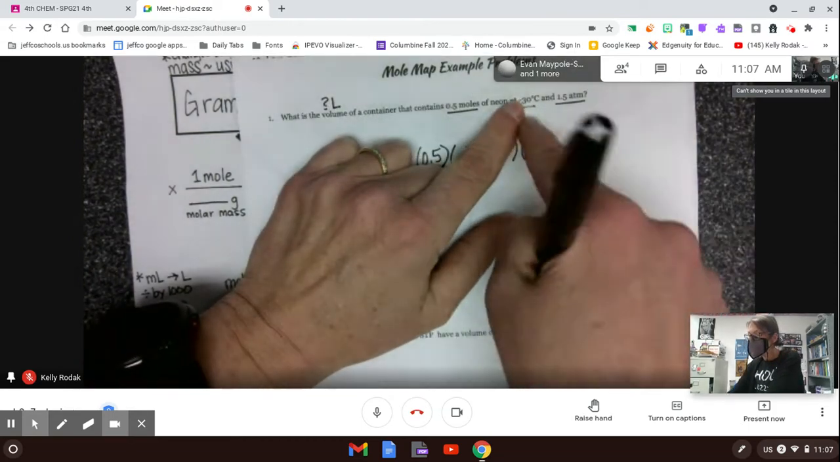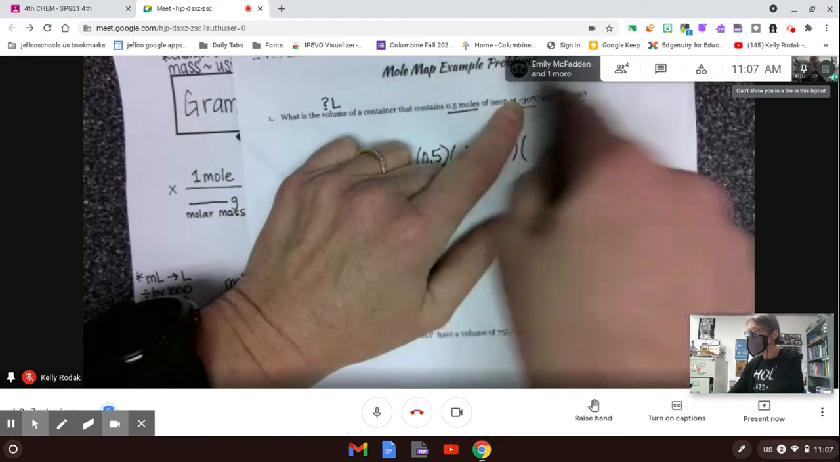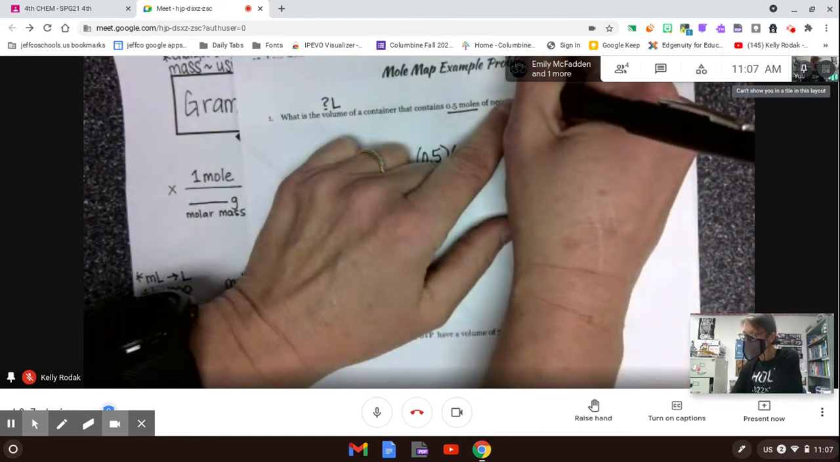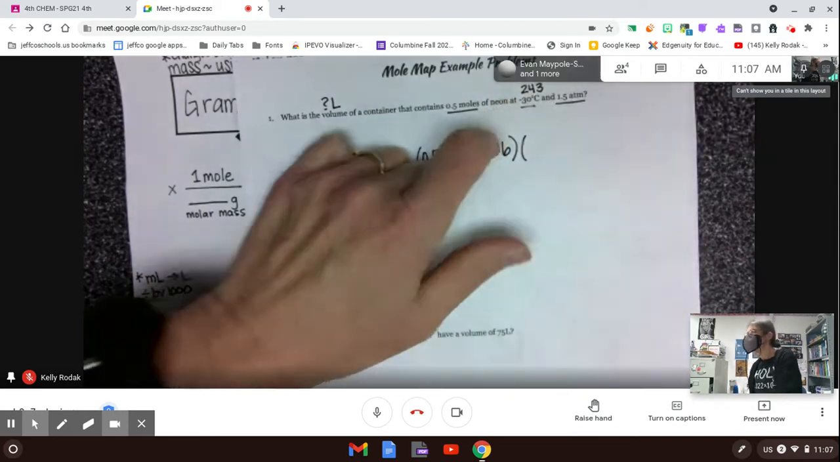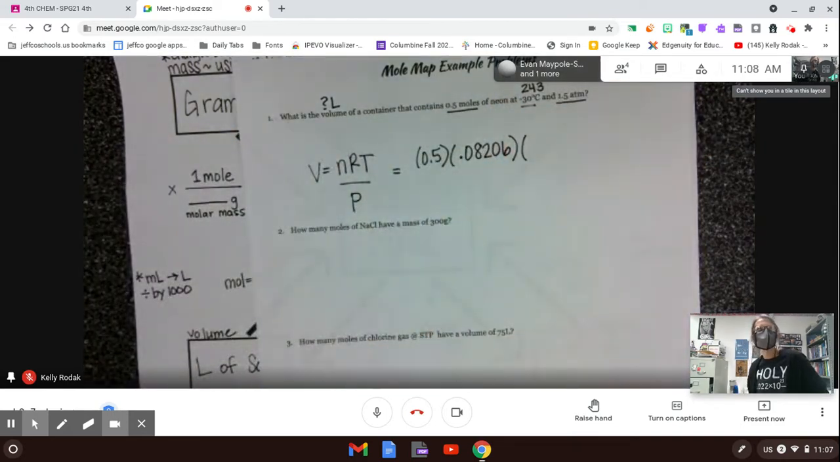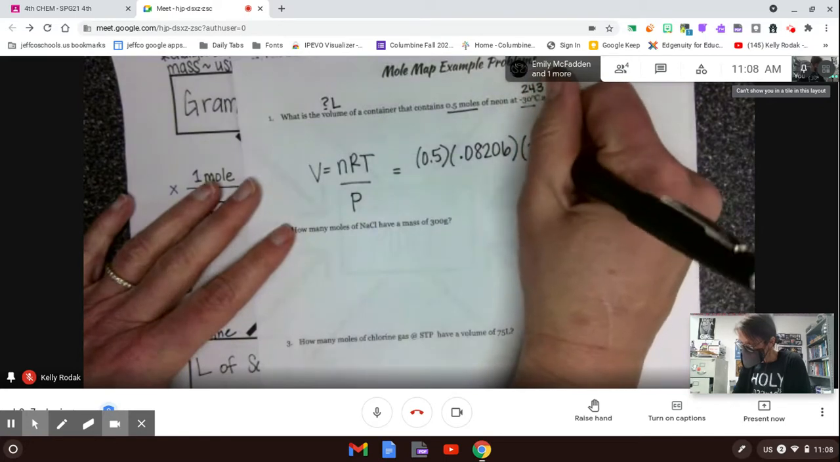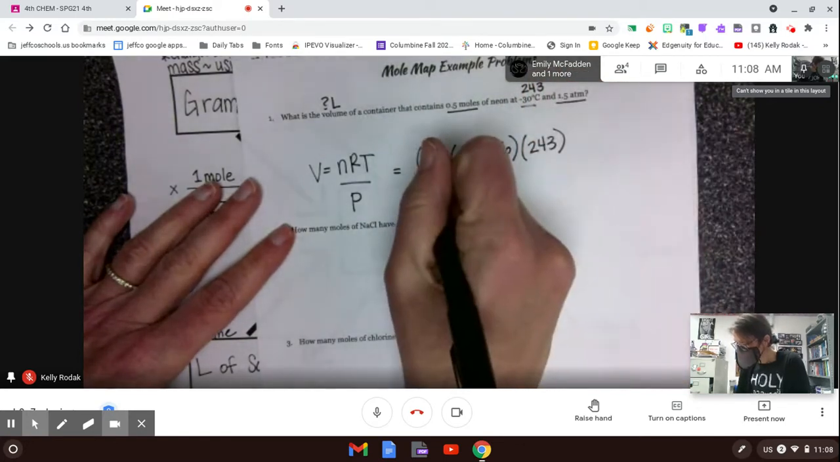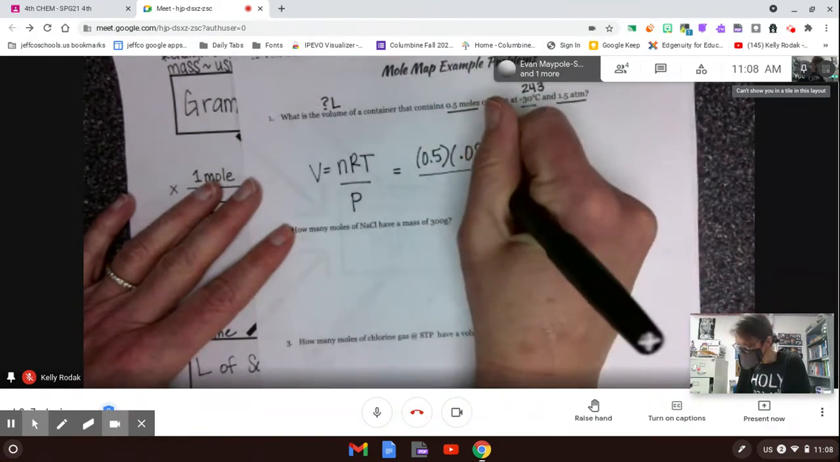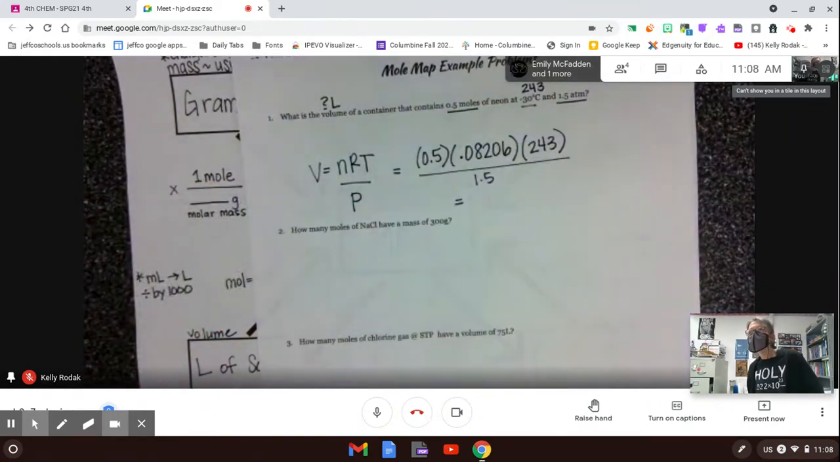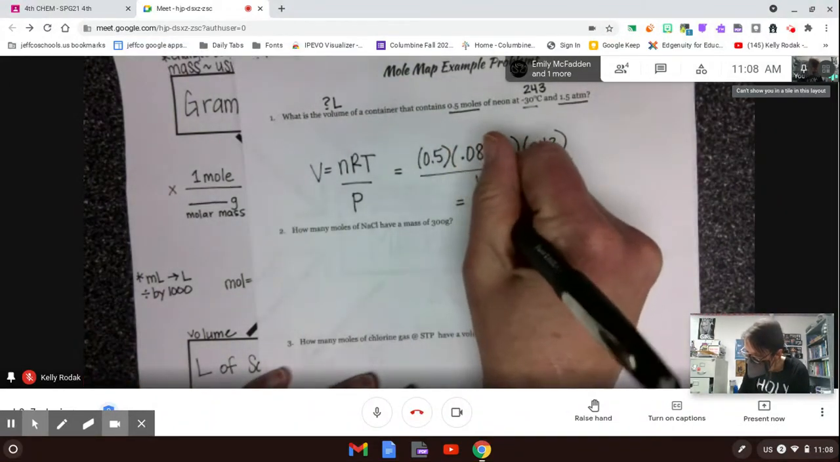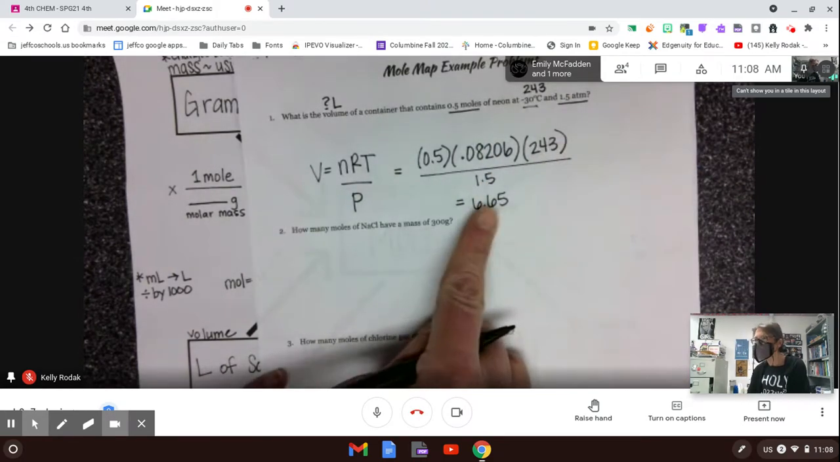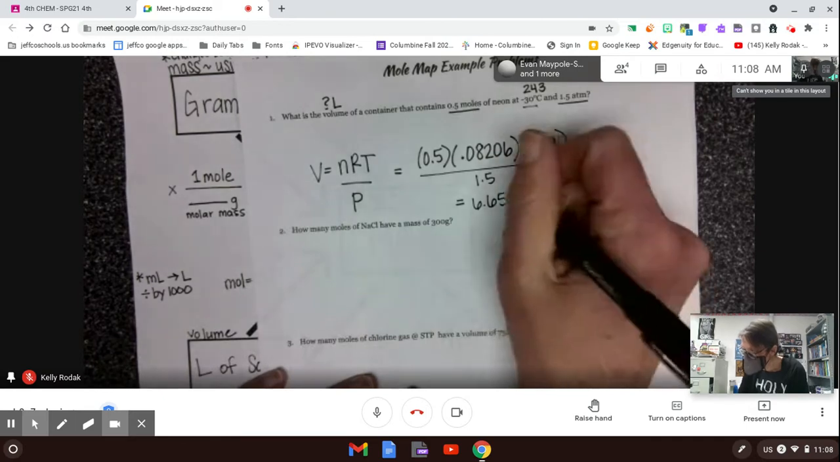Almost. Good guess, right? We take negative 30 degrees Celsius and we add 273. Yeah, so it would be 243, right? Because negative 30 plus 270 is 243. And then what's the pressure? 1.5. So then we're just going to plug that into our calculator. So 0.5 times 0.08206 times 243 and divide by 1.5, and we get 6.65. And of course, what's the unit on that answer? What do we just solve for? Volume, right? So this is liters.